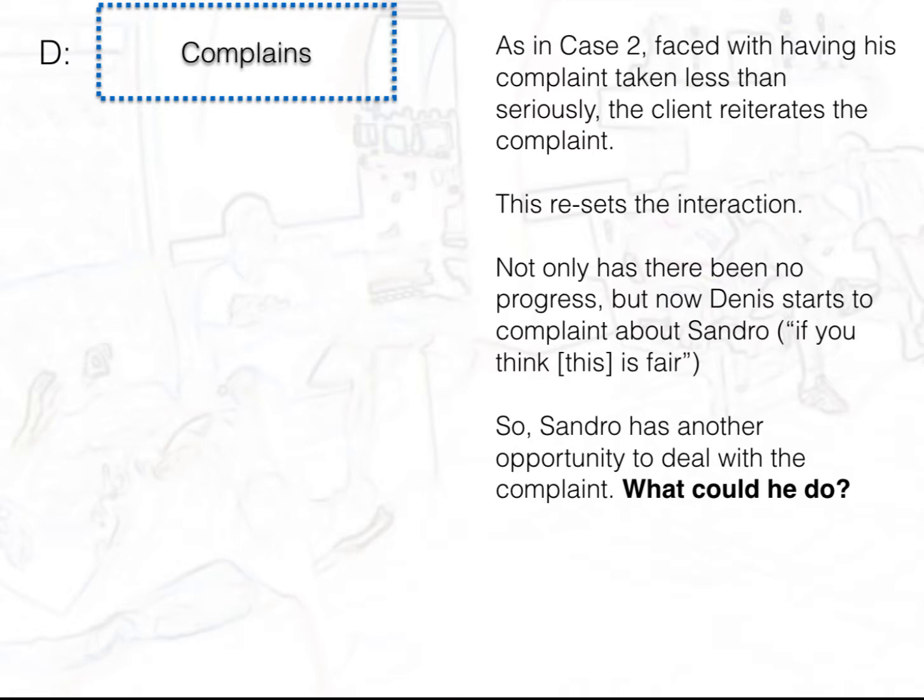One thing I find often in conflicts is that people keep reiterating their point, so there is no progression in a way. They keep circling and going back to their initial point. So there has been no progress, but the scene is even worse because he started to complain about the staff member. But this gives the staff member another opportunity to maybe do something different.